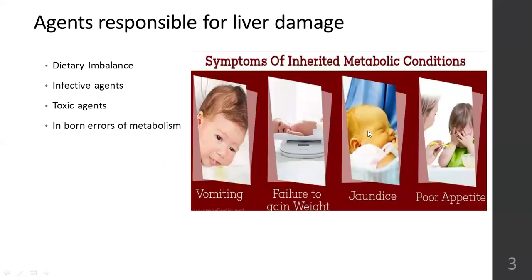Then inborn errors of metabolism: children who are born with a certain type of disease condition like tyrosinemia, galactosemia, inherited fructose intolerance. As I mentioned earlier, the liver is also supposed to produce specific enzymes. So when the liver fails to produce specific enzymes since birth, it becomes an inborn metabolic disorder.